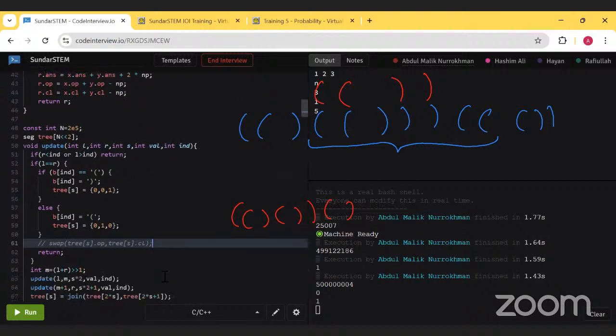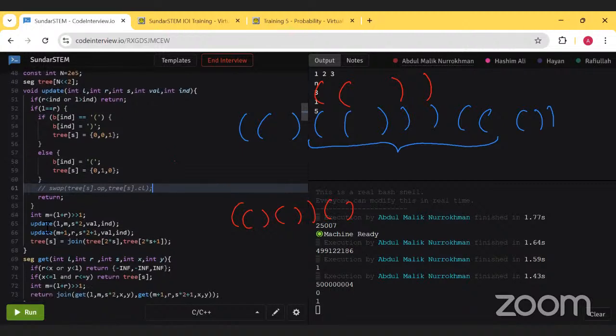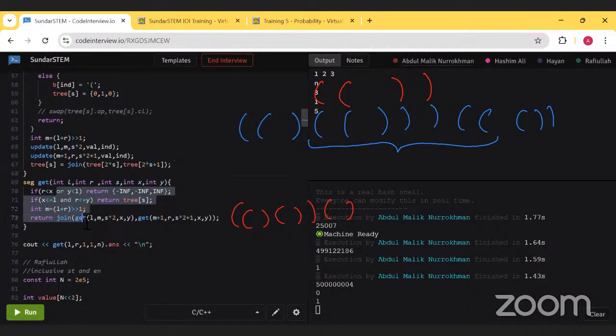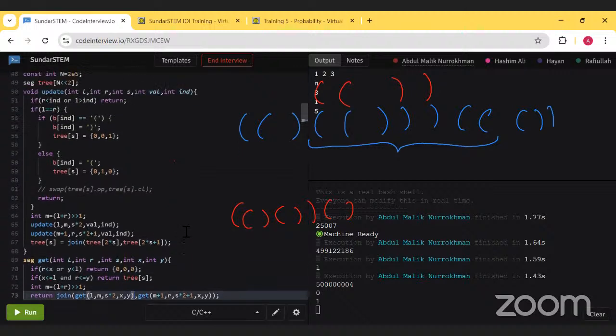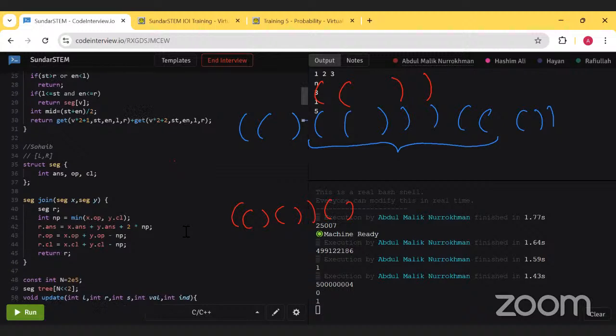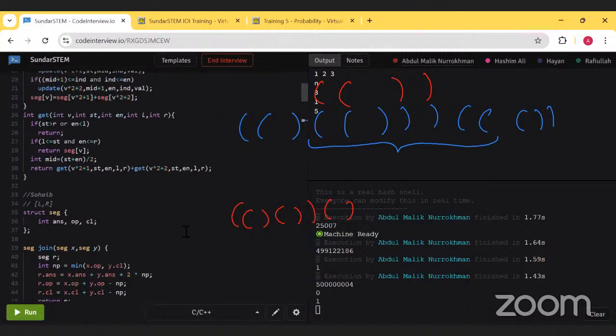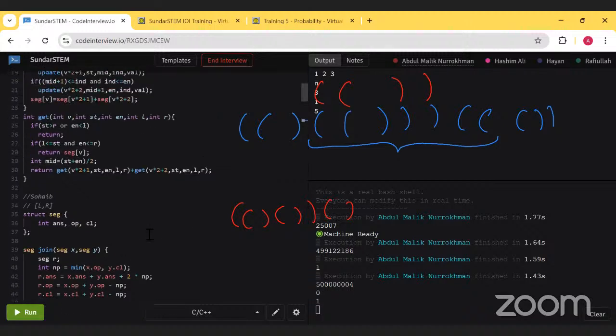After that, all of them is still same. This is also same, but here the length is 0 and there is no open or close bracket. That's all. Okay. Any question about the variety of segment tree?